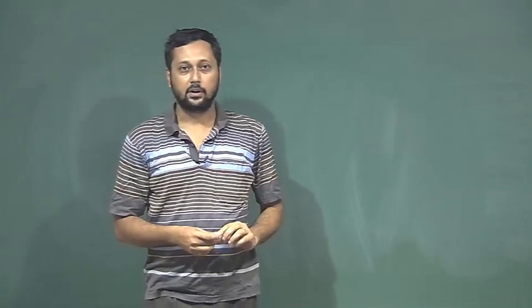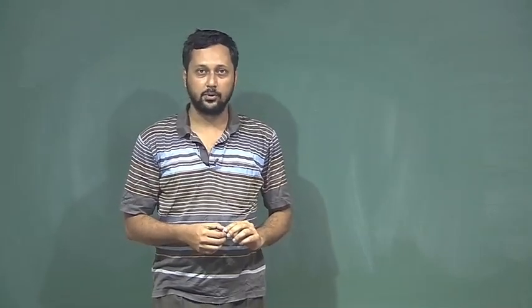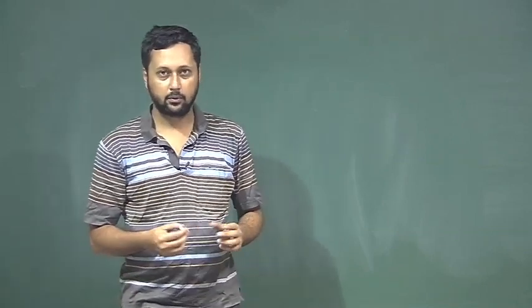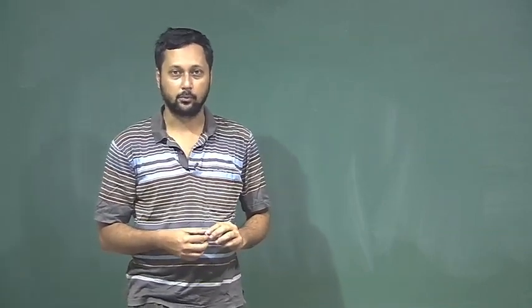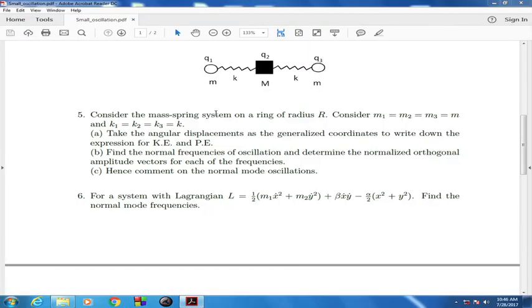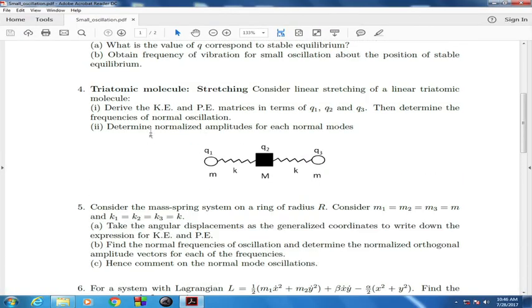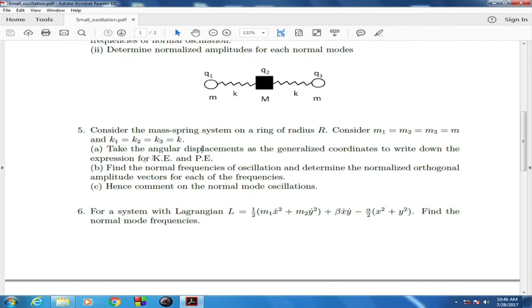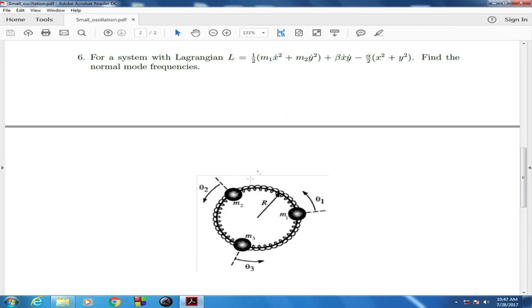So, we will continue with our discussion on problem solving. We have already solved one problem which includes normal modes. Now, let us look at what problems we have in hand. Okay. So, the linear triatomic molecule is something that we have already settled. Now, there is a problem number 5 which discusses this system actually.